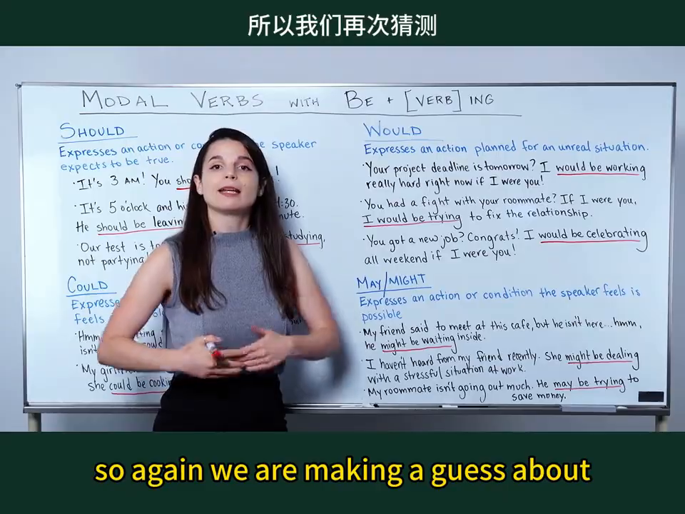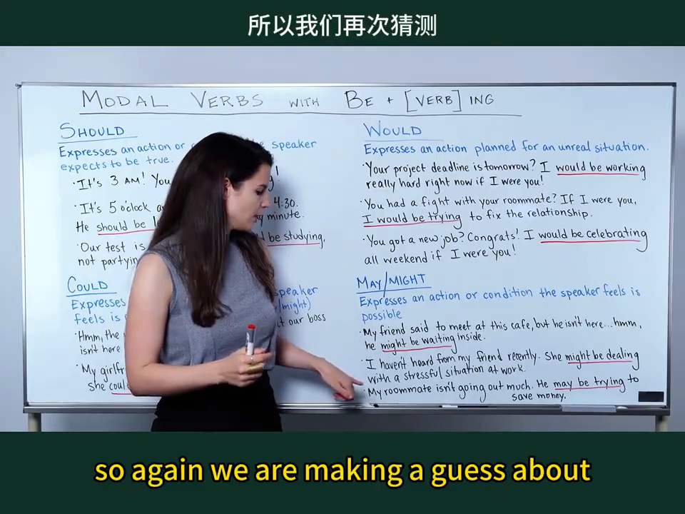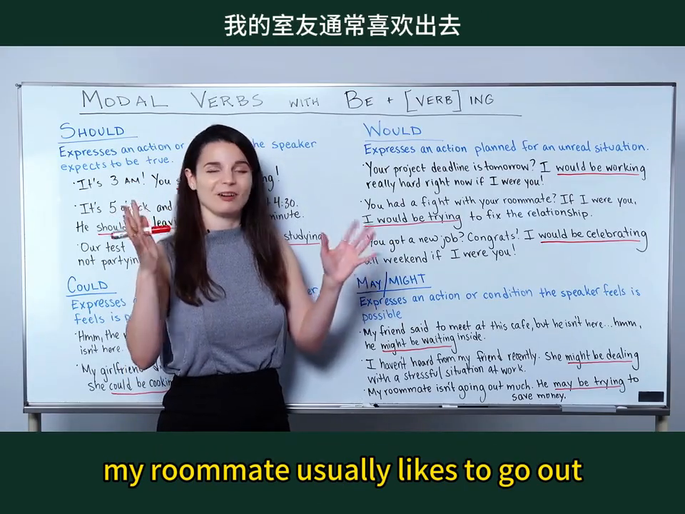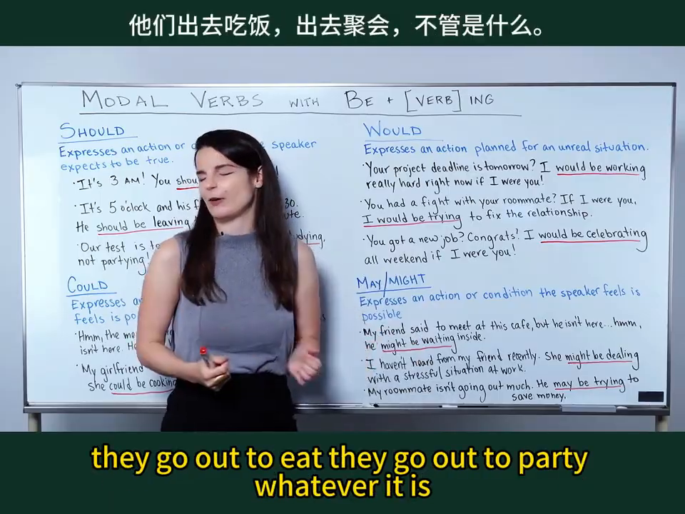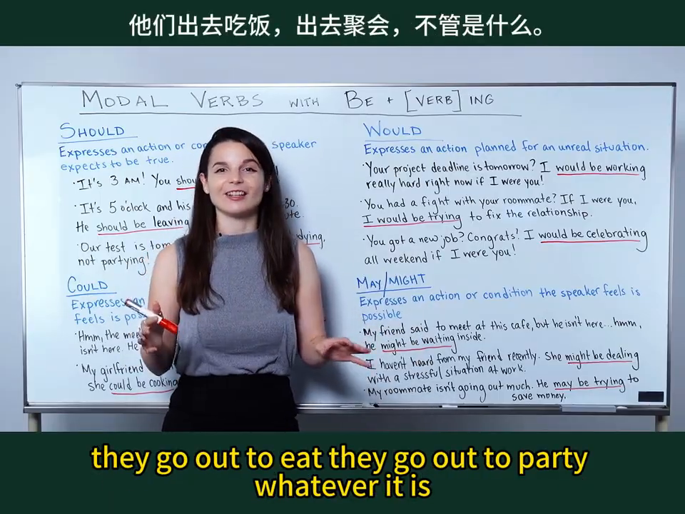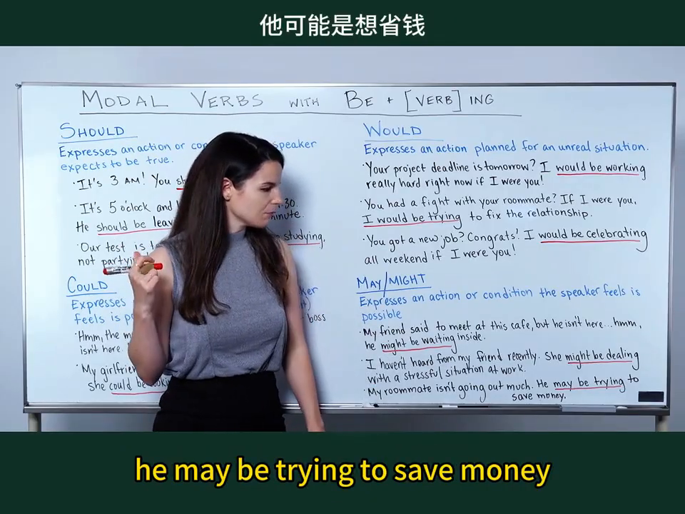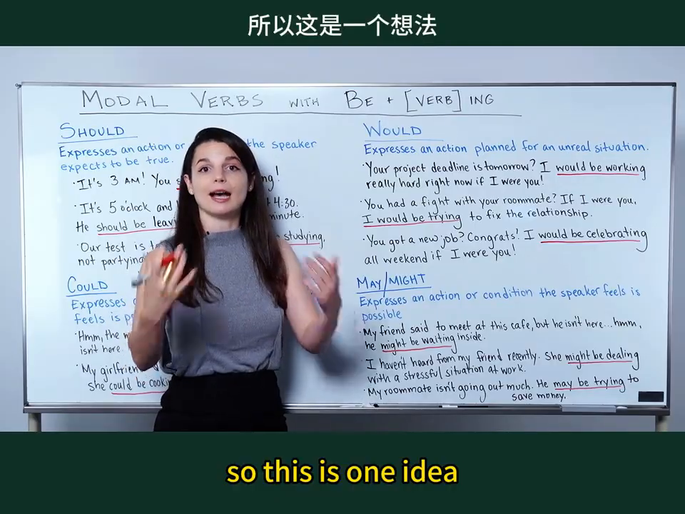So again, we are making a guess about a current situation. My roommate isn't going out much. So maybe my roommate usually likes to go out. They go out to eat, they go out to party, whatever it is. But my roommate isn't going out much. He may be trying to save money. So this is one idea.